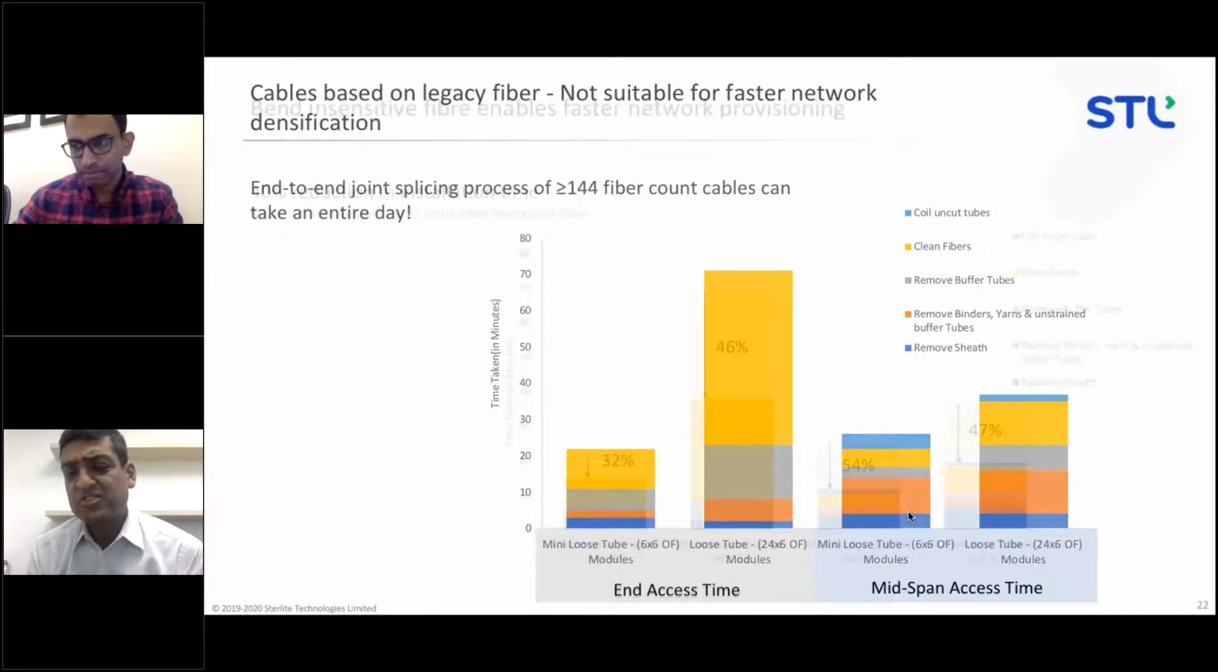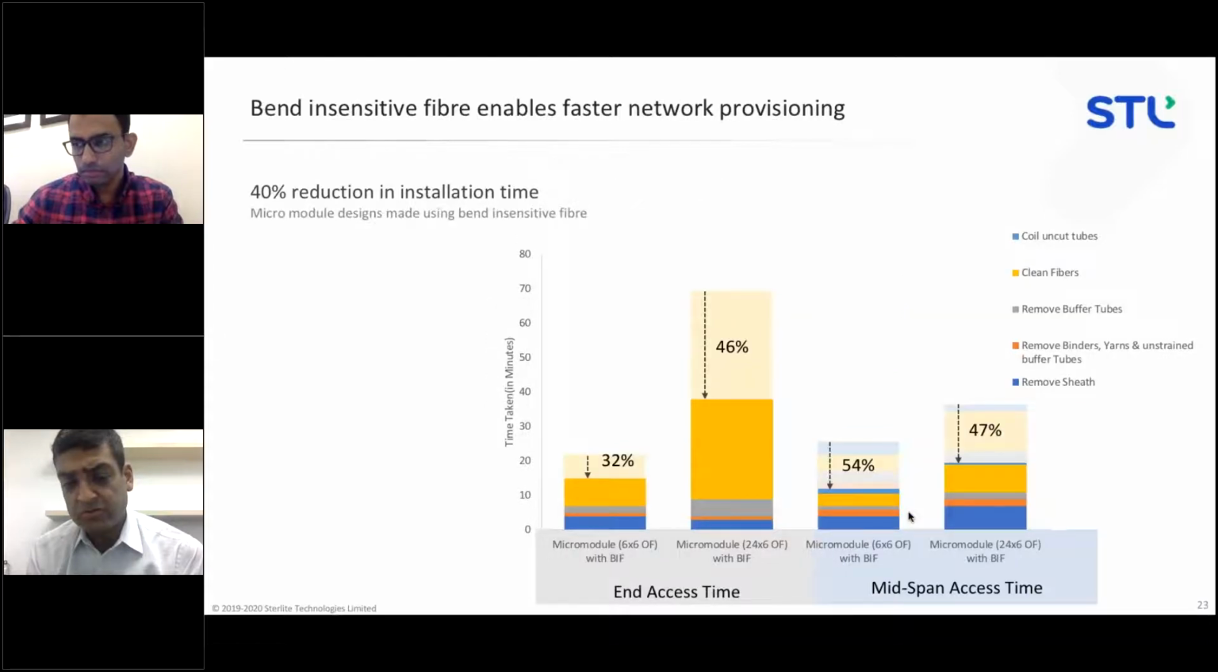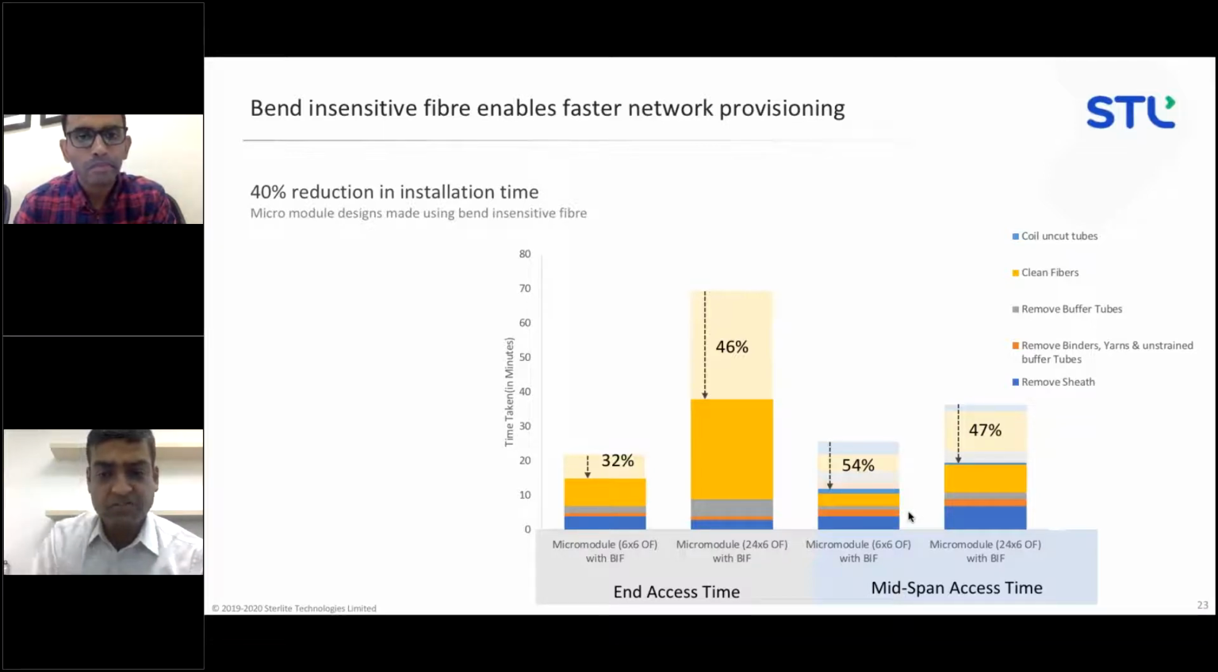These fibers are extremely tolerant of abuse and being put into a much harsher handling environment than legacy fiber, which is D. So what we see over here is that we could have an average 40% reduction in installation time. This is one of the reasons why networks can get provisioned much faster with G.657A2 bend-insensitive fiber.